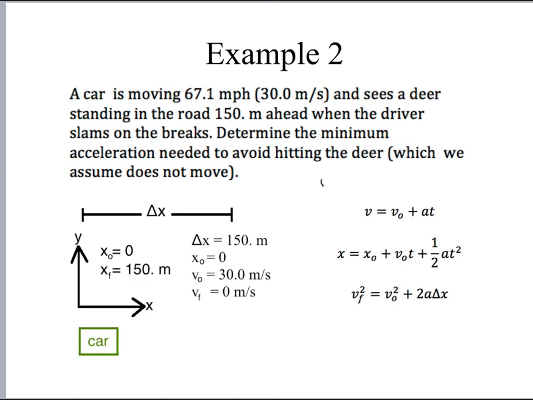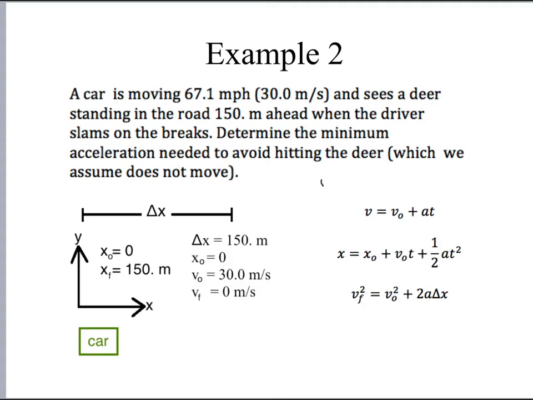Okay, let's look at another example. Here we have a car that is moving at a rate of 61.7 miles per hour. That's 30 meters per second. And they see a deer standing in the road 150 meters ahead. And at that point, the driver slams on the brakes. So we want to determine the minimum acceleration needed to avoid hitting the deer, which we assume does not move. You know, the deer sees the headlights, it's stunned, it's standing in the middle of the road. What acceleration do we need to avoid hitting the deer?